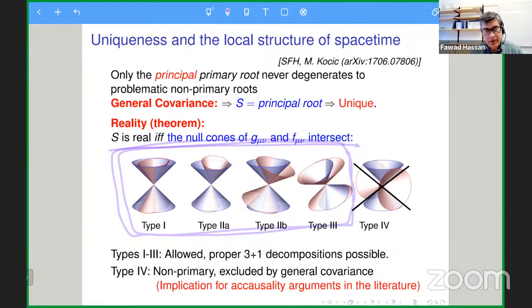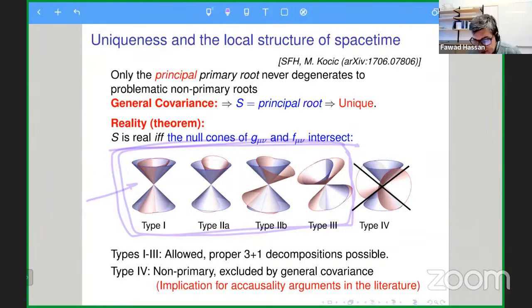Requiring that the square root is real, you restrict yourself to this. So basically your theory is well defined only for real square roots, which also means intersecting null cones for the metric, which also means compatible space and time decompositions. Once you are in these configurations, you can show that dynamically you cannot go out of them. When you start from this configuration, you remain within these configurations.